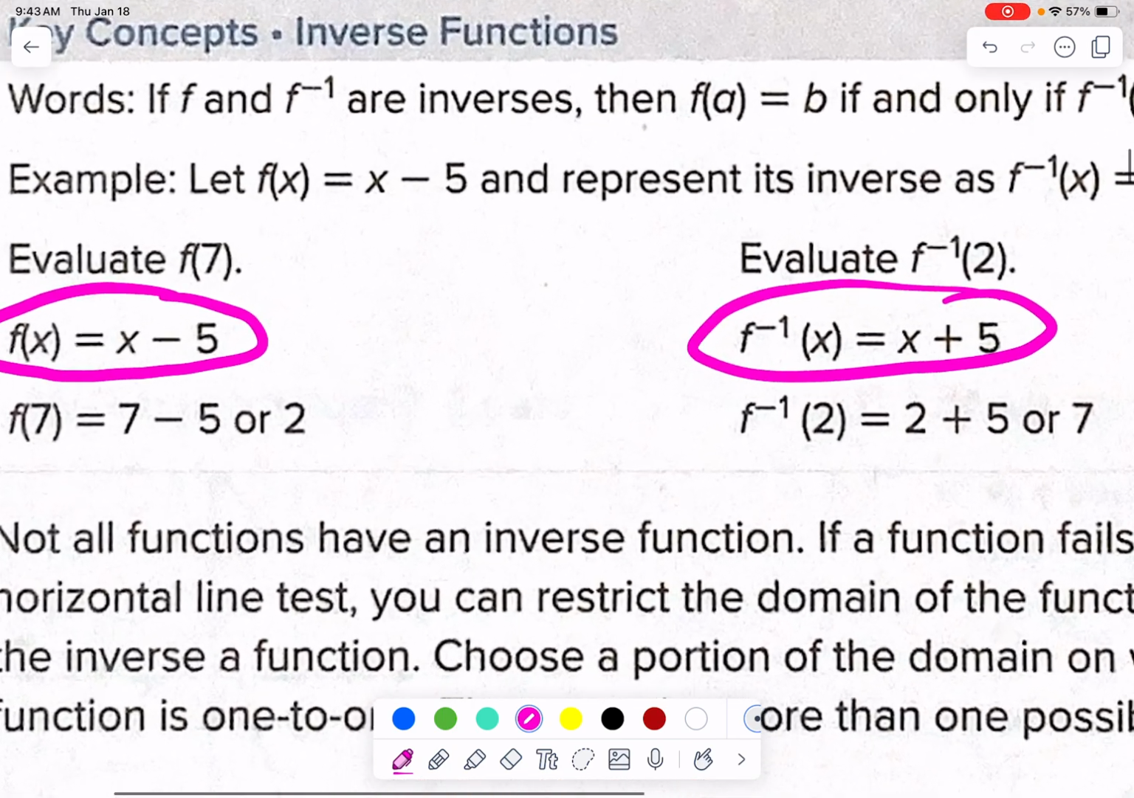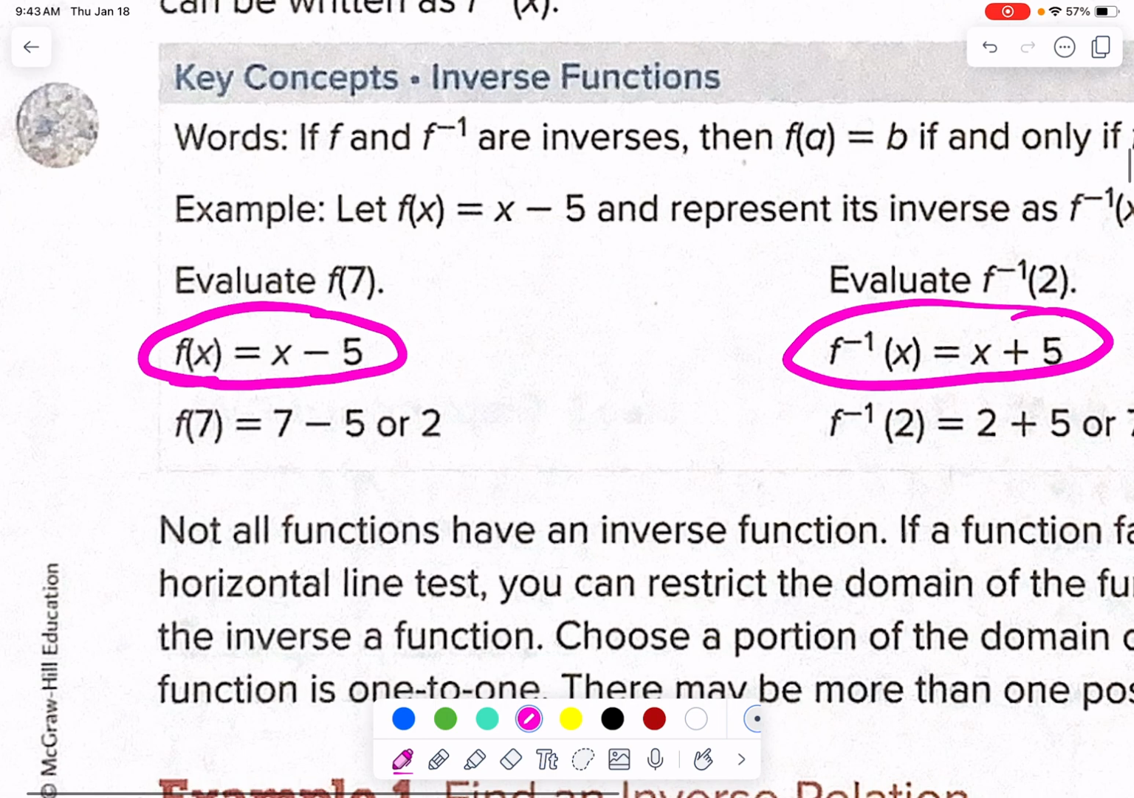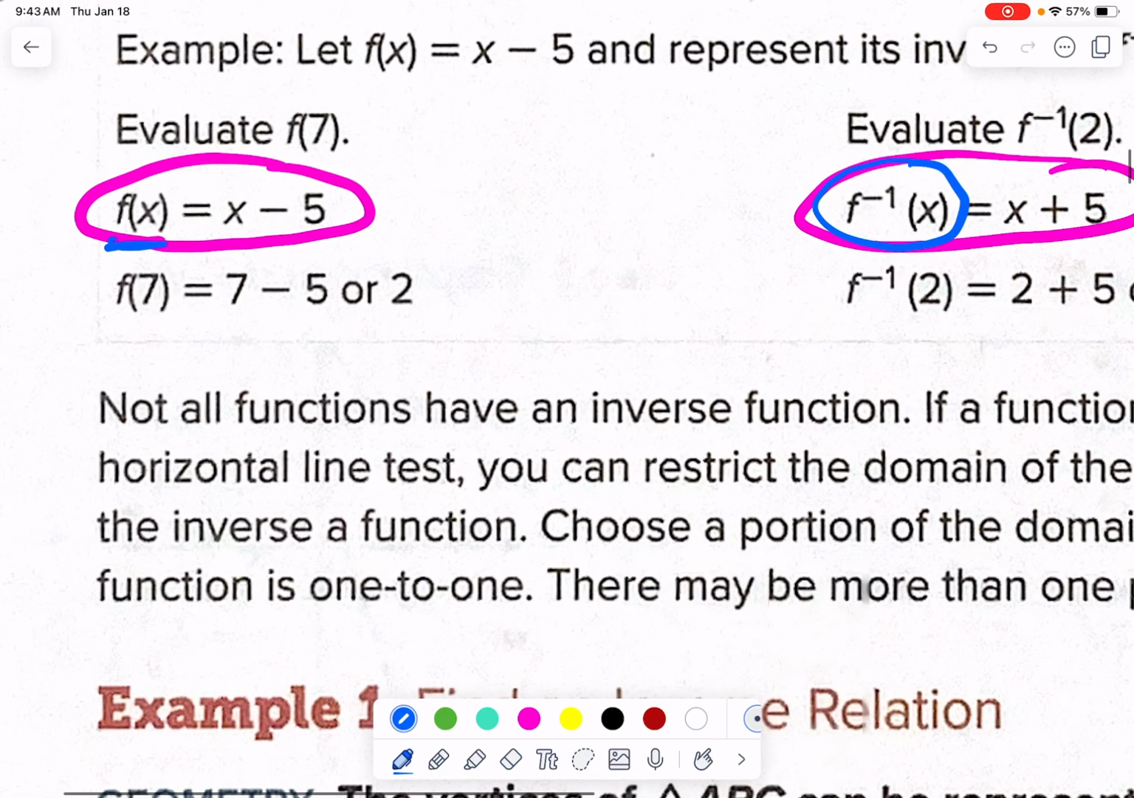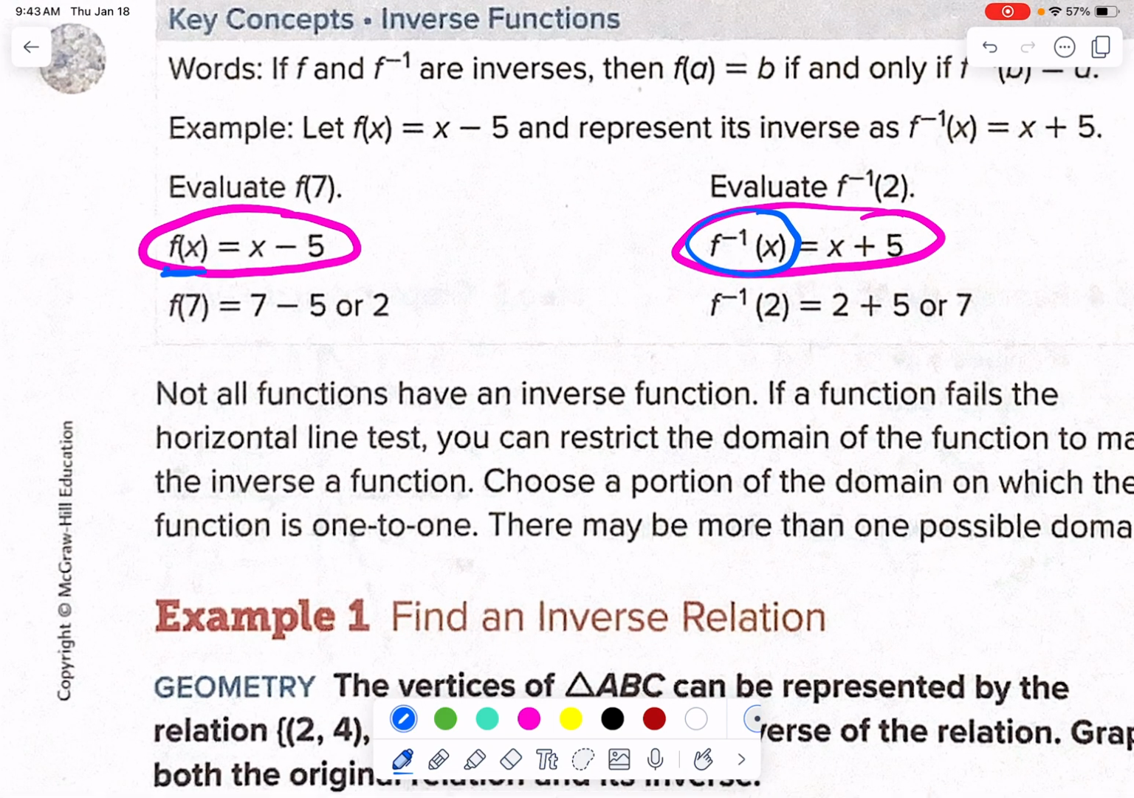Now let's take a look at the notation that they use. F of x, we're used to saying that, but the notation that they use for the inverse looks like f to the negative 1 power, okay? That's just the notation that they use for inverse, for undoing things. F to the negative 1 power of x. That's kind of what it looks like. So we are going to be finding those inverses today.